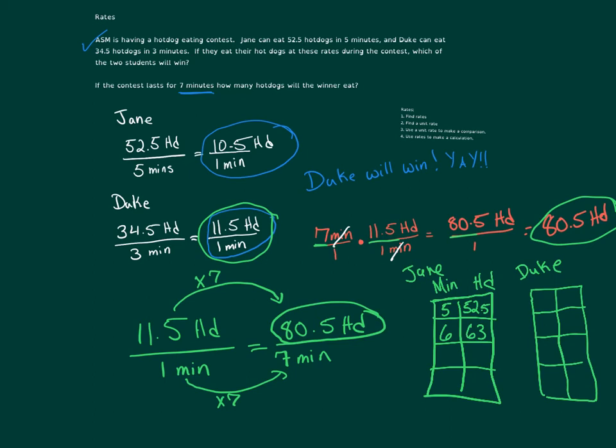So let's see, I said that in 3 minutes Duke would have 34.5. So then in 4 minutes he would have 46. And so on and so forth. So the only other thing that I could do is put it in rate tables like this. So I hope this gives you a good refresher of everything that we've gone over this unit with rates.